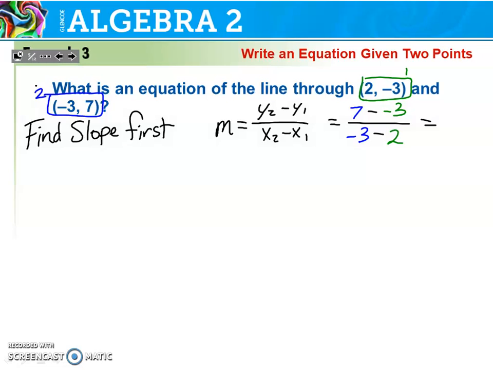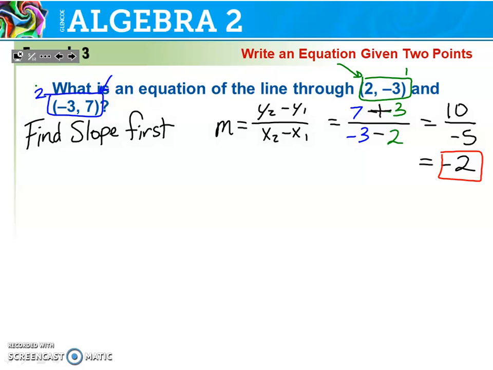7 minus negative 3, 2 negatives make that a positive, so this gives me 10. Negative 3 minus 2 gives me a negative 5. So 10 over negative 5 reduces down to a negative 2. Okay, so now we know our slope is a negative 2. All we need is a point. Which point do I want to use? Do I want to use this one, or do I want to use this one? And the answer is, it doesn't matter.